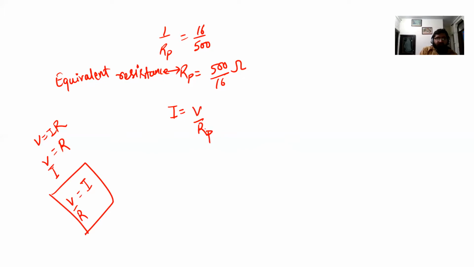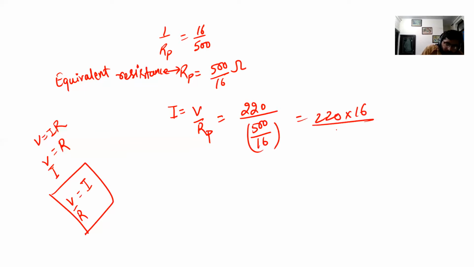Using the equivalent resistance for the parallel connection, V is the voltage given in the question, 220, upon the resistance, 500 upon 16, already calculated. After solving 220 into 16 upon 500, I get the current in the circuit, 7.04 ampere. So the final answer of the current is 7.04 ampere.